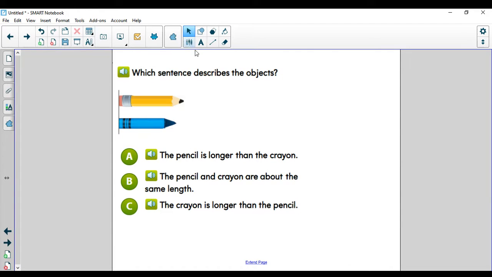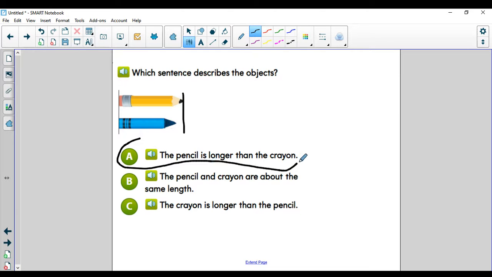I'm going to use my pen to help us. The pencil is longer than the crayon. So if we're looking at these two objects, we can see that the pencil is longer than the crayon. The pencil touches the line, the crayon does not. The crayon is shorter. So this is true. The pencil and the crayon are about the same length? Not quite. The crayon is shorter than the pencil, and the crayon is longer than the pencil? That is not true. The pencil is longer than the crayon. Here's the crayon, here's the pencil. The pencil is longer than the crayon.